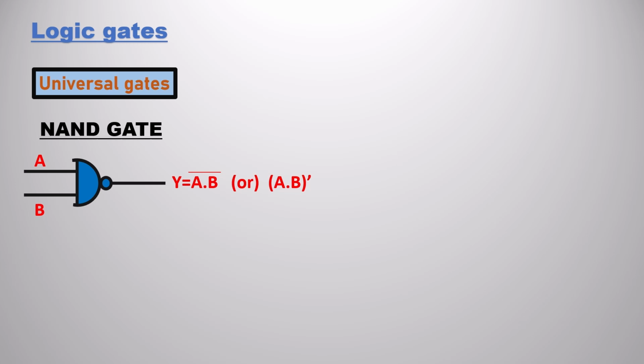If you observe, that is the symbol. The AND gate is just added with the NOT gate, that's it. Next is the output equation. If you observe, y is equal to A dot B whole bar. We have A dot B, which we already saw in the AND gate. The NOT gate is also added, so we have to add the bar also. This is the NAND gate.